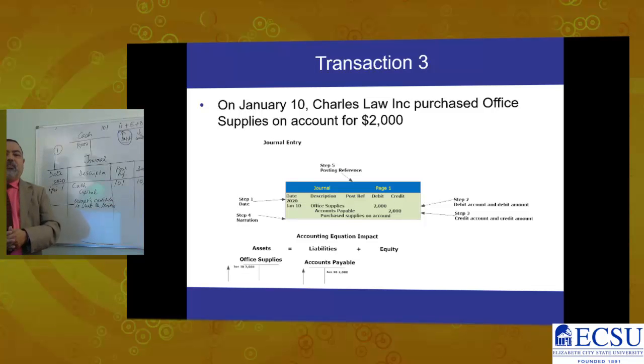Now, if you see transaction number 3, on January 10th, Charles Law purchased office supplies on account for 2,000. Again, office supplies is an asset. Now, here is the word again, on account. As soon as you see that on account word, it is a credit transaction. It will either result in accounts receivable or in accounts payable. In this case, it is going to be accounts payable because it is a liability, it is increasing, therefore you see it on the credit side of accounts payable. Office supplies is an asset and it is increasing, that's why you see it on the left hand side of office supplies. The journal is office supplies account debit, accounts payable credit, and the narration is purchase supplies on account. So that is your transaction number 3.